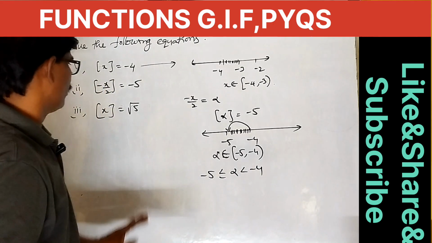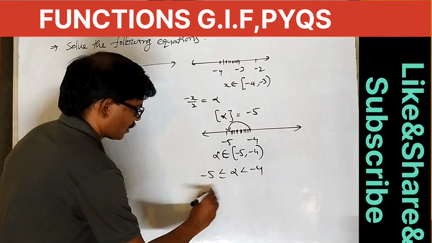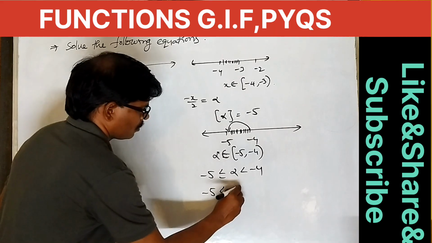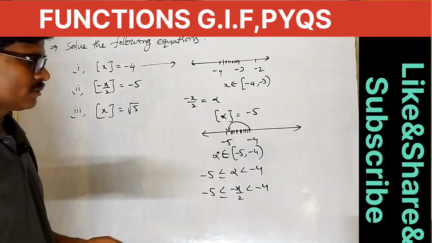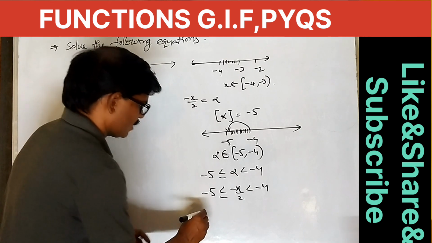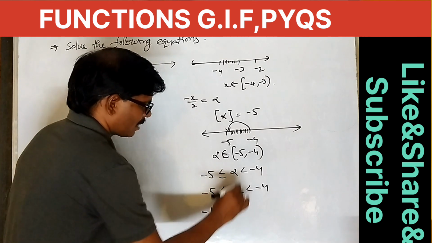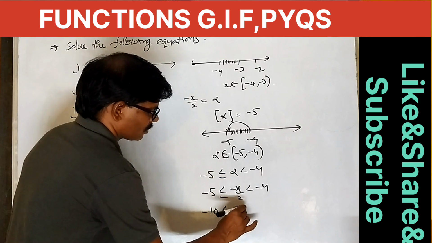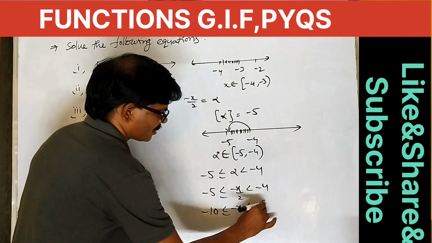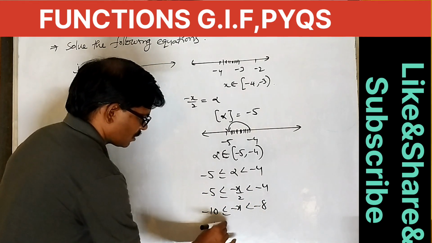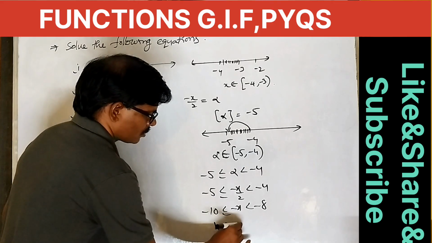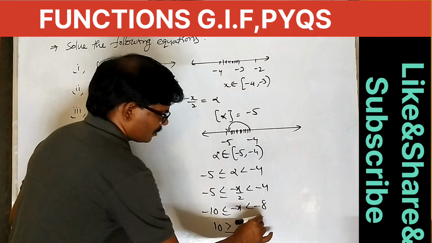What is the alpha value? Alpha is equal to minus x by 2. So minus 5 less than or equal to minus x by 2 less than minus 4. Take this side: minus 10 less than or equal to minus x less than minus 8. All are multiplied with minus, which means greater than or equal to x, and greater than 8.